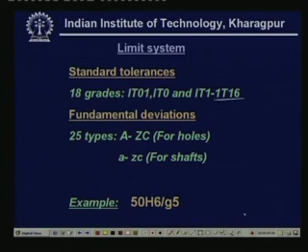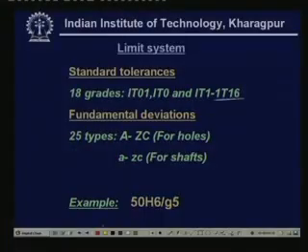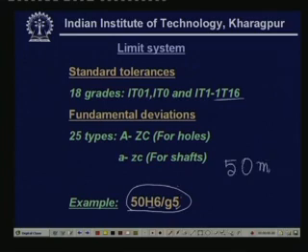Normally this may occur in cases of some rough castings and other things. You can expect such situations. So, for example, if you look at the board, you can see that I have written 50H6G5. What does it refer to? It refers to its basic or nominal size, which is 50 mm.